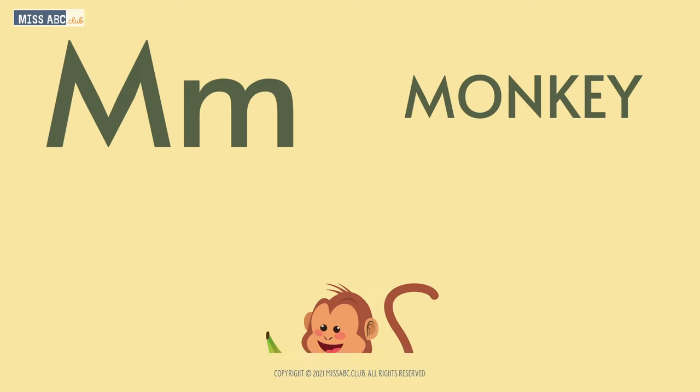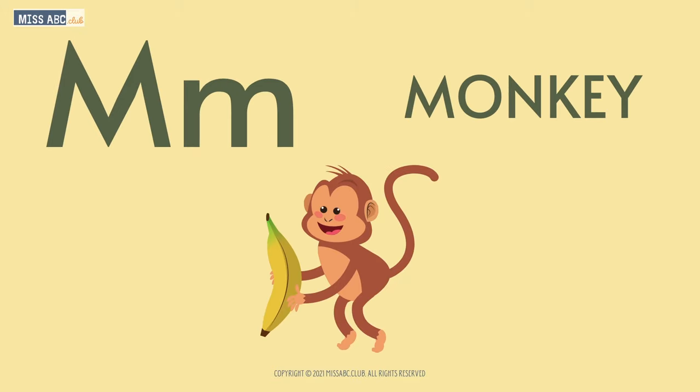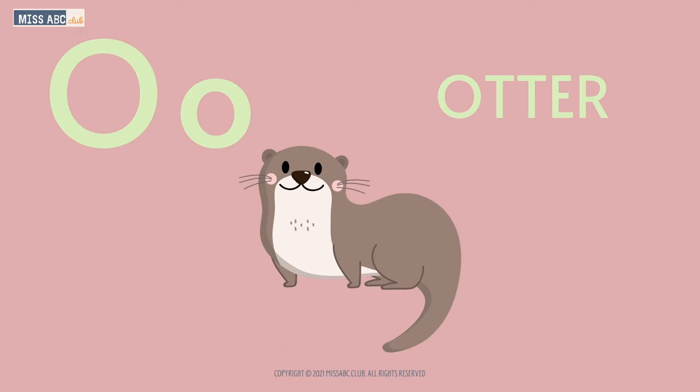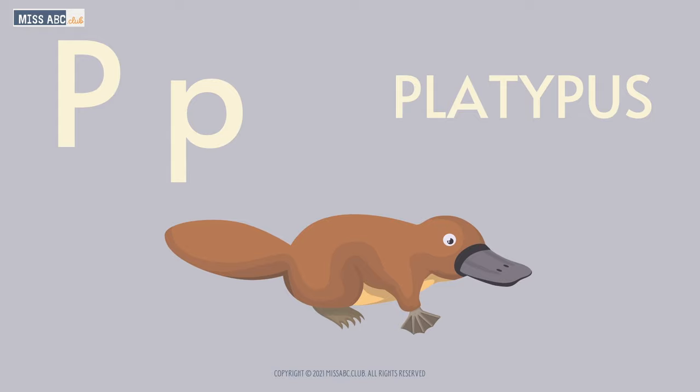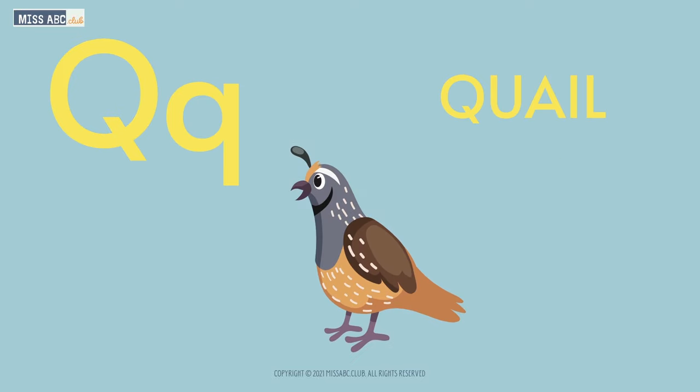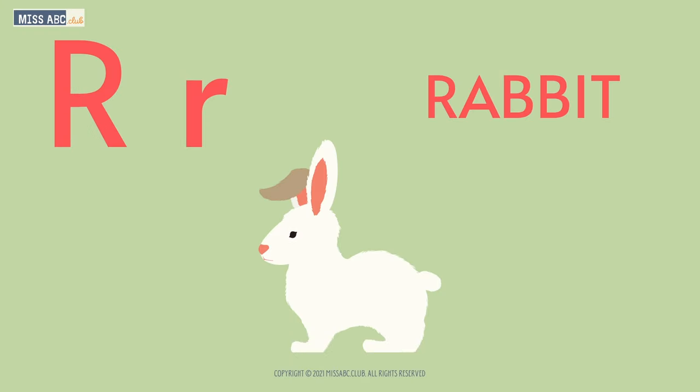M. M is for monkey. N is for narwhal. O. O is for otter. P. P is for platypus. Q. Q is for quail. R. R is for rabbit.